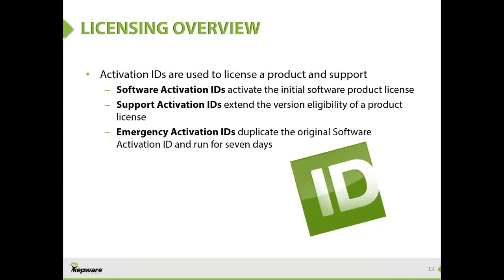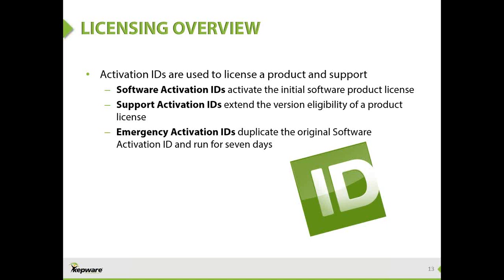So activation IDs are what we use to license a product. That's what we input into the license utility to generate those files and also input into the Kepware portal to generate the response file. The first thing you need when you're doing a new license for a new system is a software activation ID, and that activates the initial software product. After that initial software activation, you can use a support activation ID to extend version eligibility. So say your eligibility period expires, you can use a support activation ID. It's a fraction of the cost of a software activation, and that'll extend your eligibility for your version.